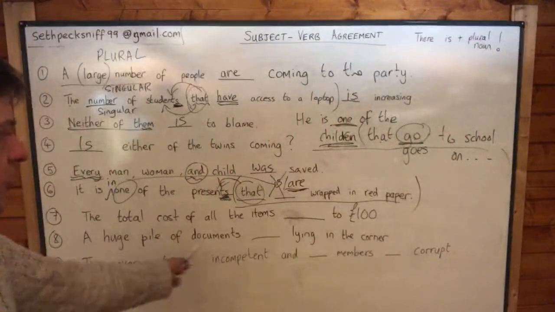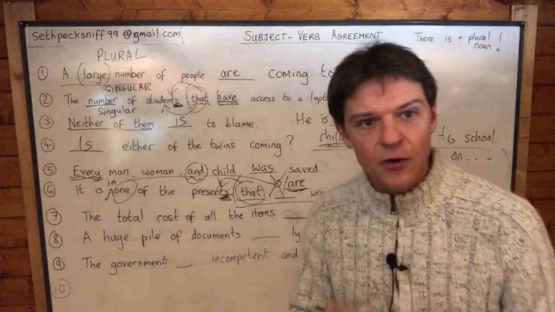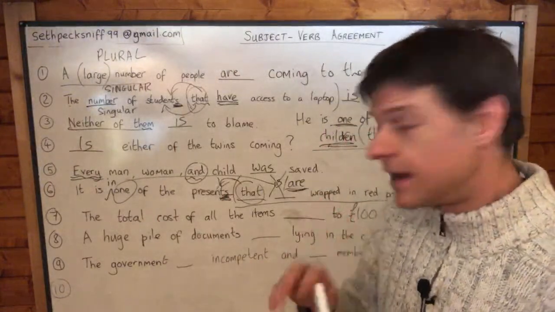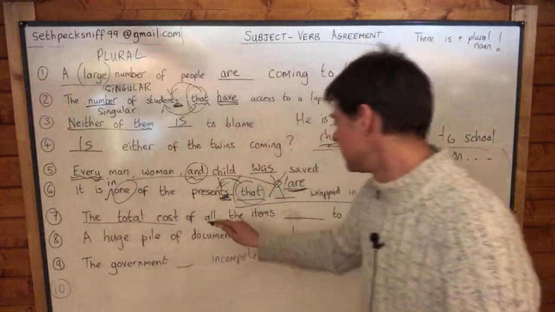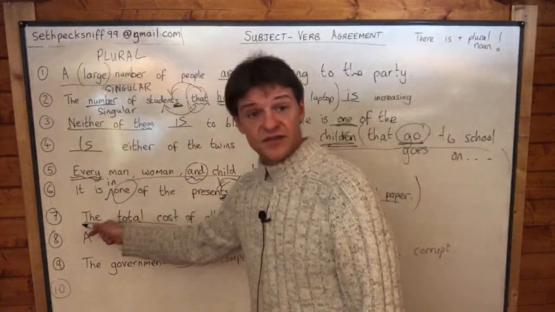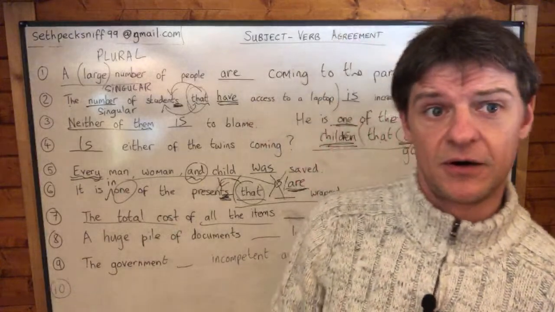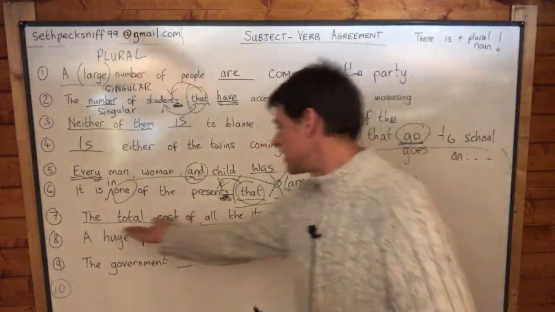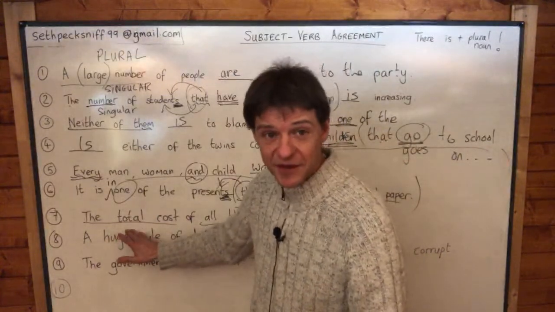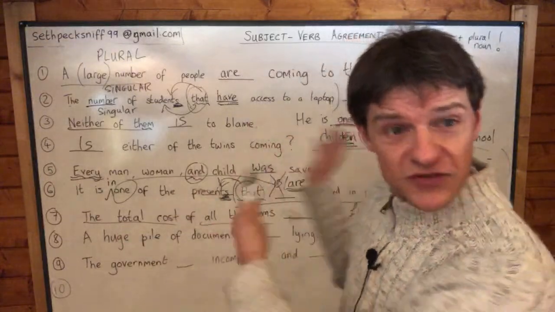Okay, the total cost of all the items. Now, when you've got this noun of noun phrase, and you do very often get it in English, of course, you've got the total cost of all the items. Usually, it's the first part that's the subject of the verb. Usually. The only time when this isn't the subject of the verb, the part before the "of", is when you have a relative clause. And we've just seen this.